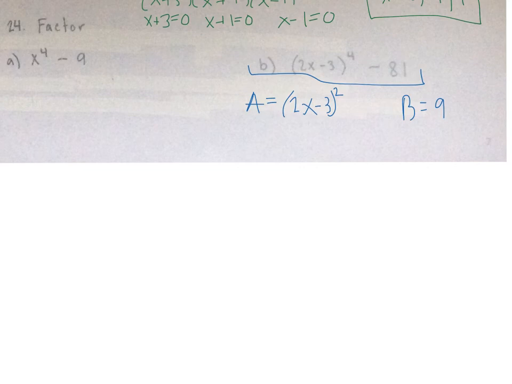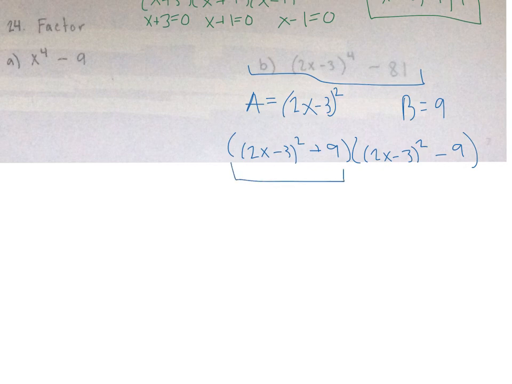So what you end up with is 2x minus 3 squared plus 9 and 2x minus 3 squared minus 9. All right, so this right here is prime. We cannot factor that any further, but this one right here can be factored even further.